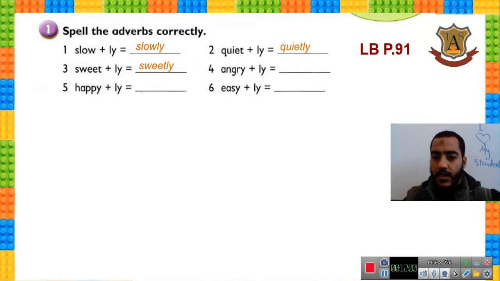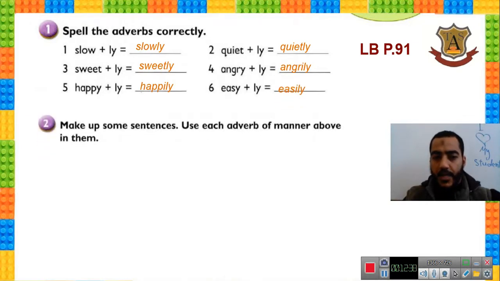Angry plus ly. We have a rule here, y at the end of the adjective before it. Consonant, so change the consonant to i and then add ly. Angrily. Happy becomes happily. How do you spell it? Happy, H-A-P-P-Y. Before y is a consonant, so change y and add ly. Happily. And easy becomes easily, like angry and happy. Very good.